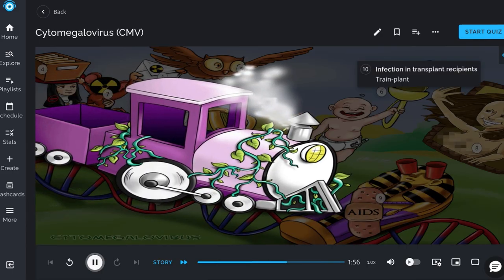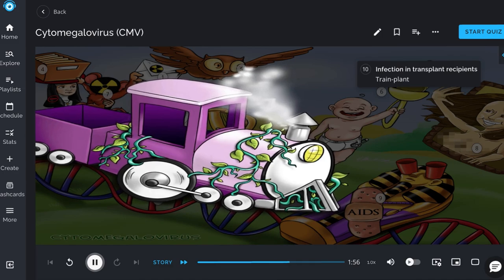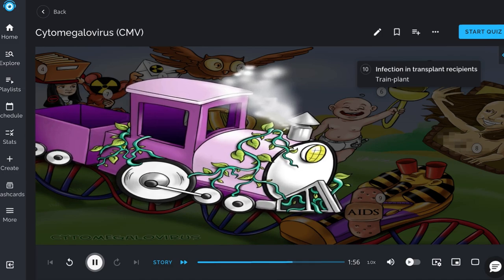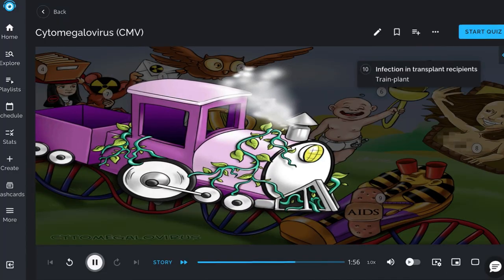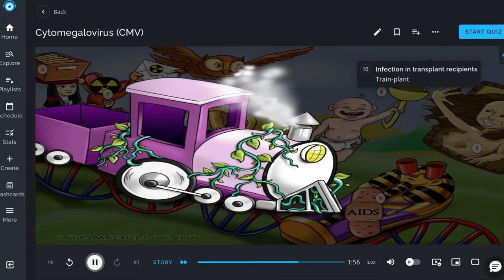Finally, because this virus has many opportunistic features, we often see CMV infections in transplant recipients due to their chronic immunocompromised state, and you can recall this with the trained plant.